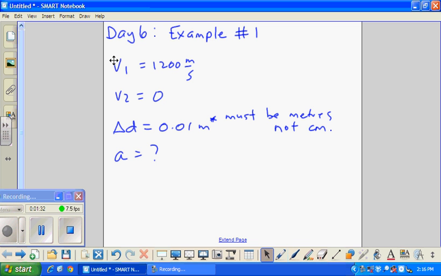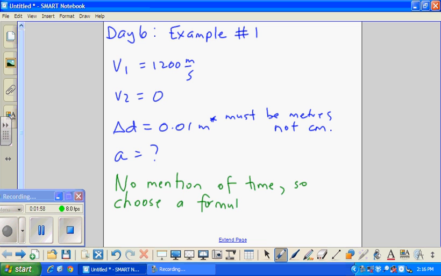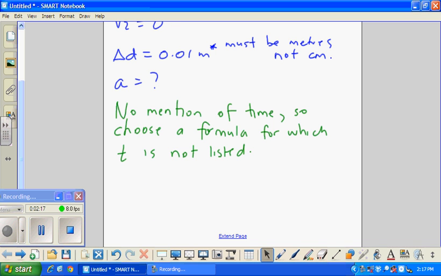So the strategy to figure out which formula to use will be to look at your sheet and identify what you're not given, what piece of information we don't know anything about. And you'll notice we have not written time. There's no mention of time in the question, so you choose a formula in which there is no time. As I go through the list of formulas, if you go to formula number 4, you'll notice that there is no time in that formula.